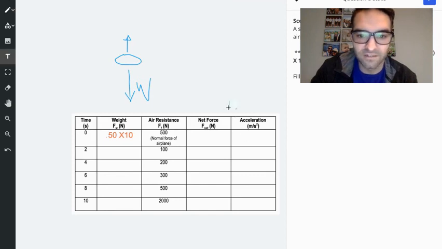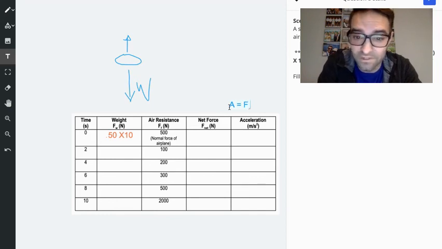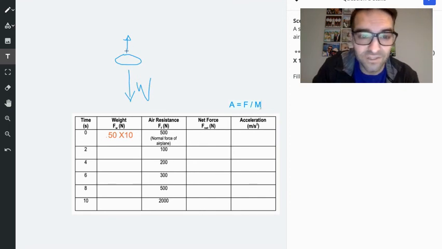As a reminder, acceleration equals your net force divided by your mass. Again, we know the mass, and you just calculate the net force because these two are going in opposite directions. So you should be able to fill that table in now.